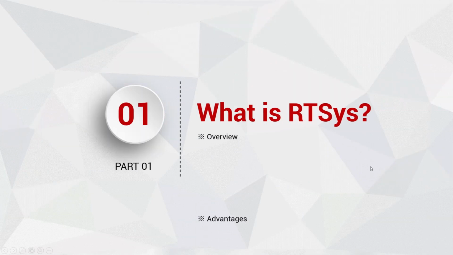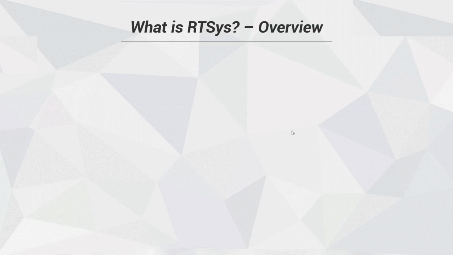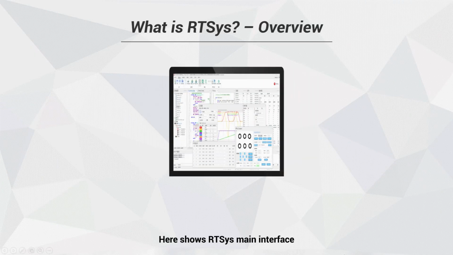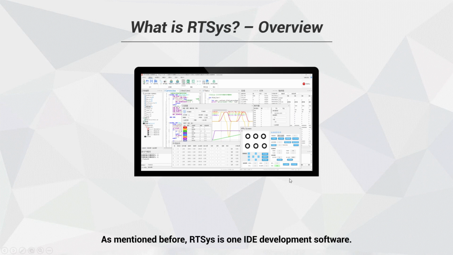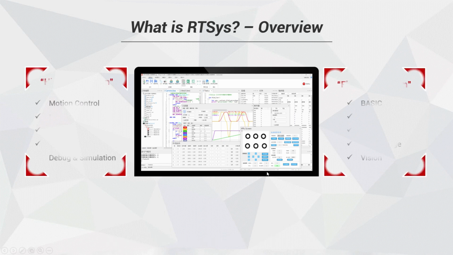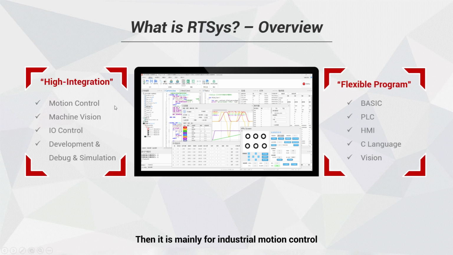Okay, what is RTSys? Here shows RTSys main interface. Later we will see one by one. As mentioned before, RTSys is one IDE development software. It is mainly for industrial motion control, and nationally produced. Actually, machine vision is also integrated. Therefore, it supports motion control and machine vision development. Motion control or machine vision, you need to do development.